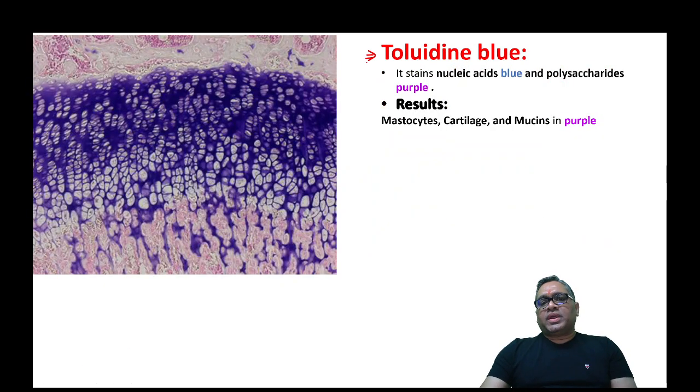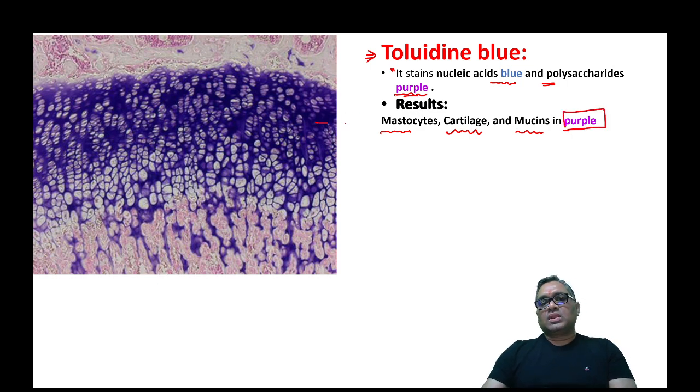Next comes toluidine blue, which we use in hematology also. Toluidine blue is a multi-purpose stain where nucleic acid will be blue in color, and polysaccharide will be purple. P for polysaccharide, P for purple. That is why mast cells, cartilage and mucin, which contain polysaccharide, are all purple in color.